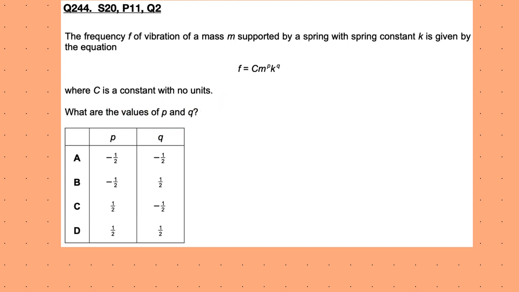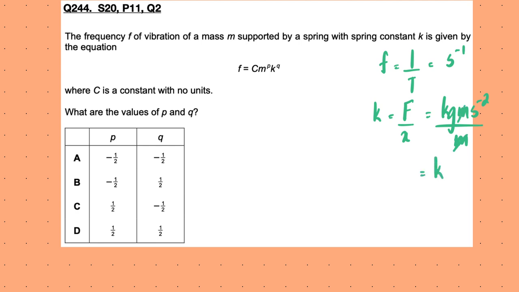So frequency, if we remember, frequency is 1 over time, so that is 1 over seconds, which is s minus 1. And then similarly, the spring constant is force per unit extension. So that's kg meter per second square divided by meters. So that is kg per second square. And now I can actually start solving this. So on the left hand side, I have a per second. C is again a constant with no units. So I can just let this go.